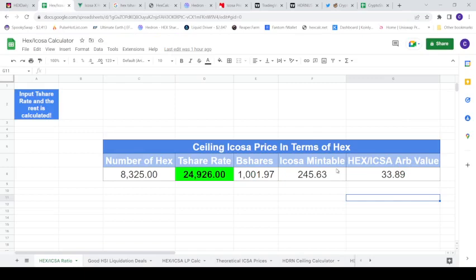So you can play with these numbers. You could input the current values, and then you just look at what the market is and make your decision from there if you're looking to try to get into Icosa. So yeah, this is a good one just to see how much Icosa you'd get for selling your HSI to the Icosa contract over buying Icosa directly off the market.